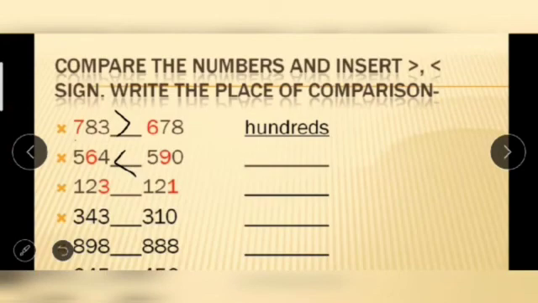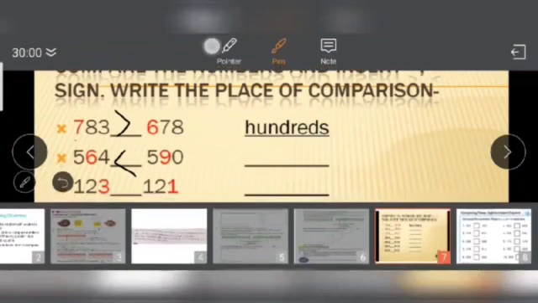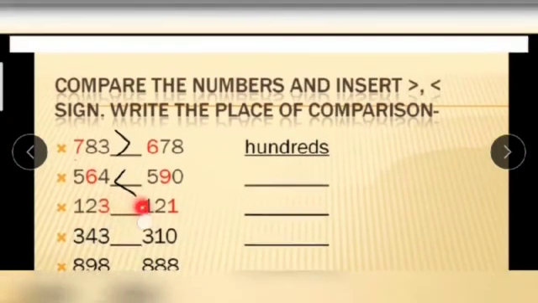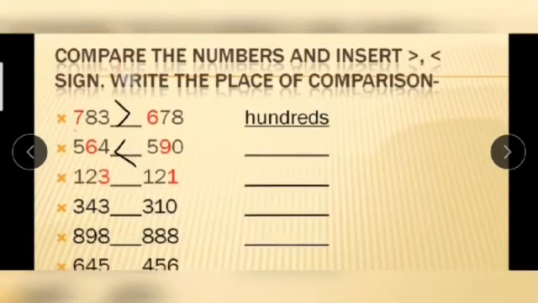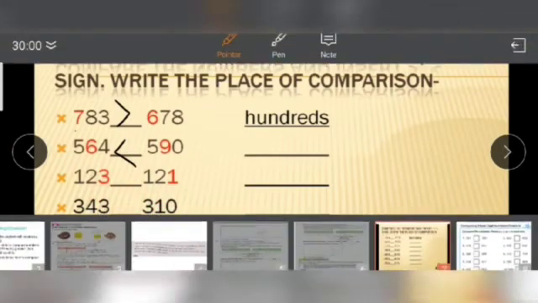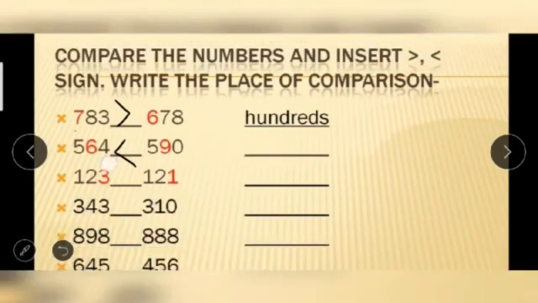Now next example, 123 and 121. Here we have to compare the 100 place. The same digit is on the 100 place. Now if you see the number on the tens place, the same number comes on the tens place. Now we have to compare the ones place, because the number on the 100 place and the number on the tens place are the same in both of these numbers. 123 is greater than 121. Now we have to add the sign here.